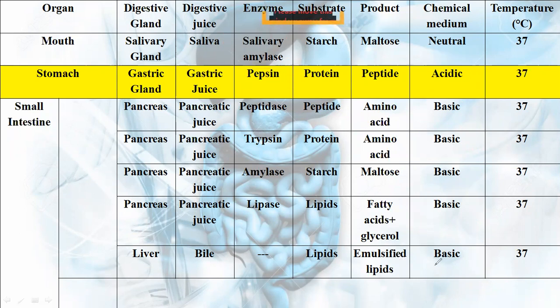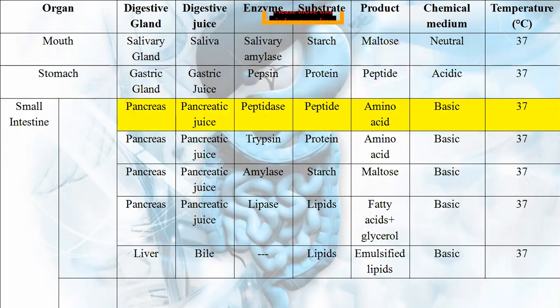Okay, so here you have to know that in the small intestine, the third organ, the pancreas, secretes a special juice which is called pancreatic juice that contains the enzyme peptidase. Peptidase works on peptides to give amino acid, where the medium is basic and the temperature is 37 degrees Celsius. So here, the pancreas secretes a juice called pancreatic juice, which contains the enzyme peptidase. It works on peptides to give amino acid. Medium is basic, temperature is 37 degrees Celsius.